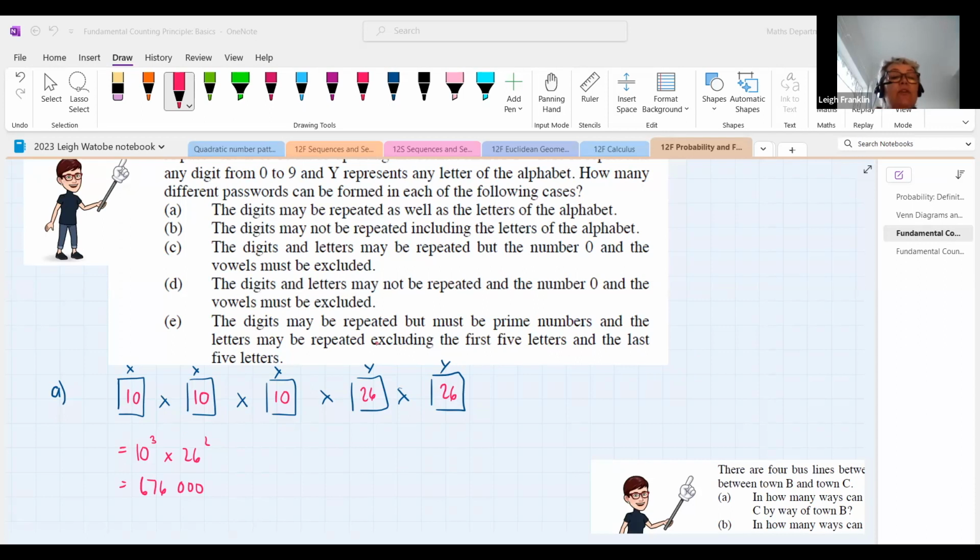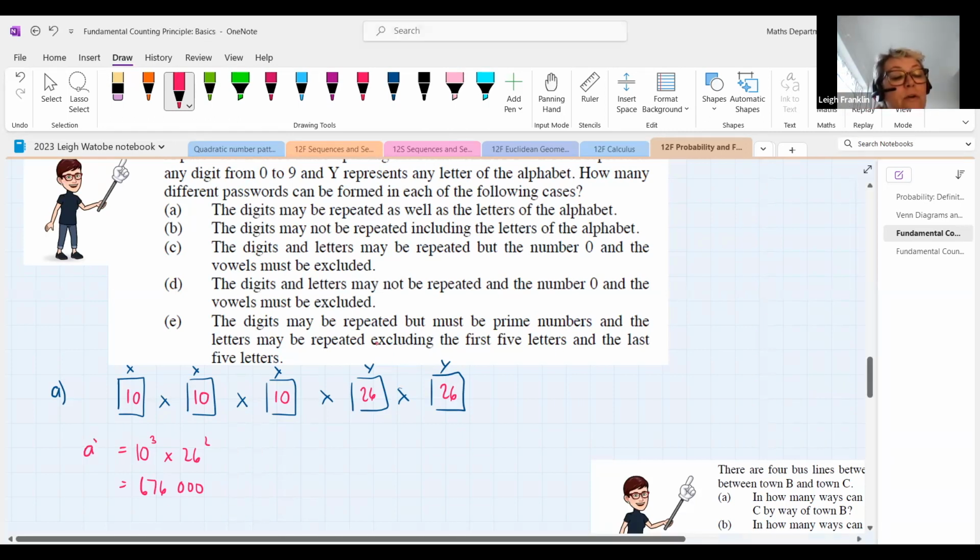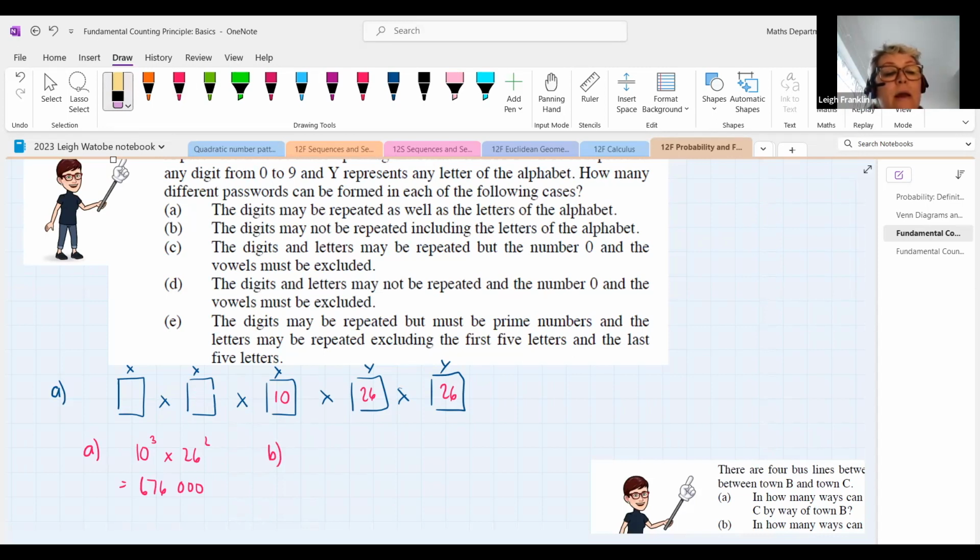Okay, let's have a look at the second question. Now they tell us that it's not phrased very well. The digits may not be repeated, including the letters of the alphabet. So you can't repeat digits, and you can't repeat letters. Okay, so this is the answer for A. Let's put an answer for B over there. And again, let's clear out our boxes.